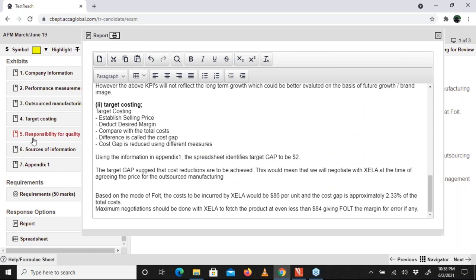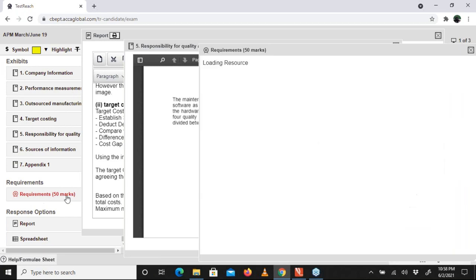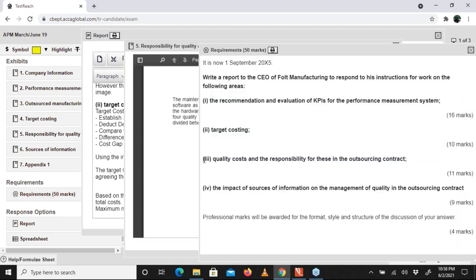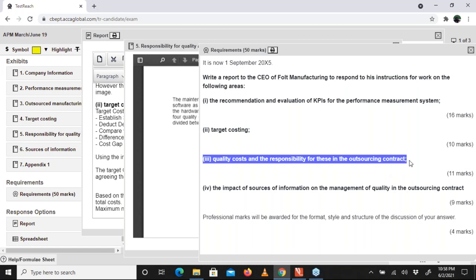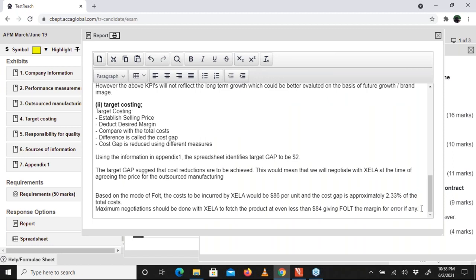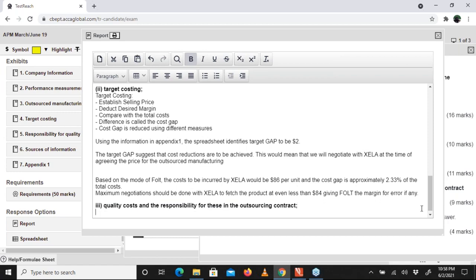Now what next is there? Responsibility for quality. What is he asking us to do? I'm emphasizing again that the reason for me writing down in the bullet pointers is that if I write down in the paragraph form, you won't be able to understand.